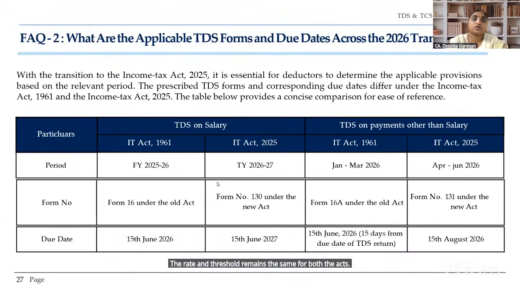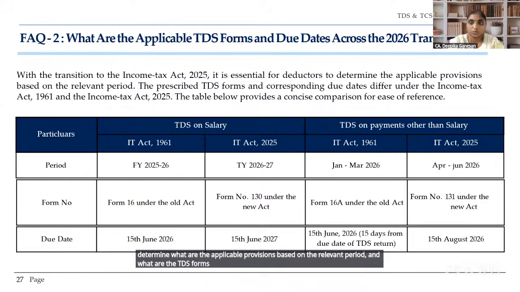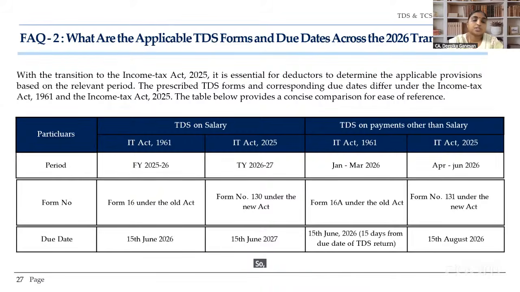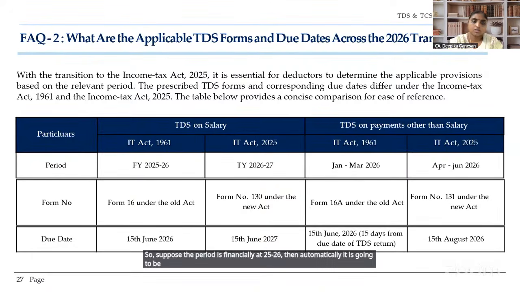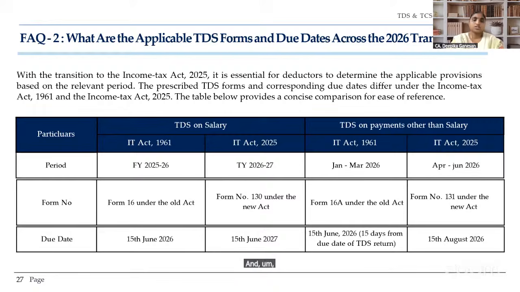Next, what are the applicable forms and due dates across the 2026 transition? Now we are transitioning from the old Act to the new Act. So we have to determine the applicable provisions based on the relevant period, and what the TDS forms and the corresponding due dates are. Suppose the period is financial year 25-26, then automatically it is going to be the old Income Tax Act, and if it is salary, it is Form 16 only. And if it is tax year 2026-27, then it is the new Income Tax Act 2025.